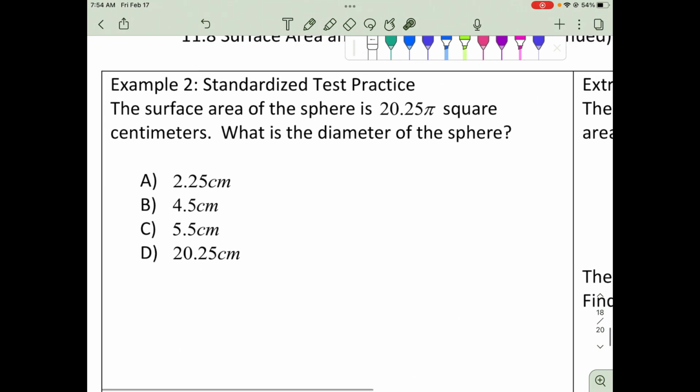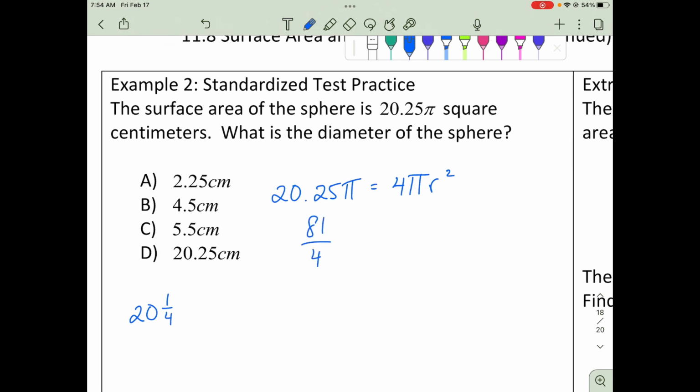So example 2, all right, we have surface area of a sphere is 20.25 pi, okay? So for this, we're gonna do 20.25 pi equals 4 pi r squared. I would highly recommend converting the 20.25 into a fraction. So 20 and 1/4, so 81 over 4, 81 pi over 4 equals 4 pi r squared. Go ahead and pause and then come back to make sure that you solved this correctly.